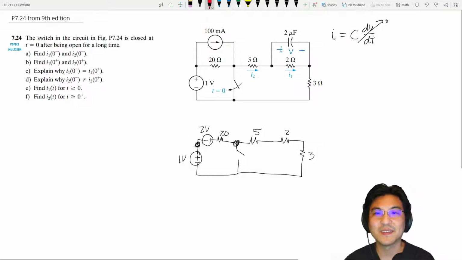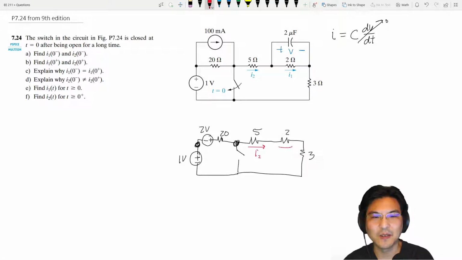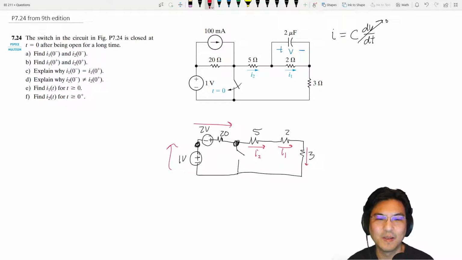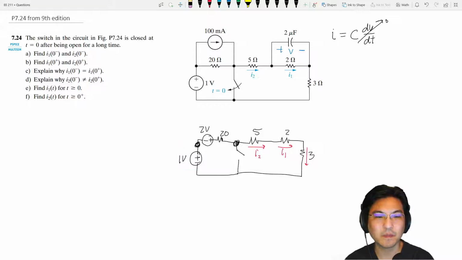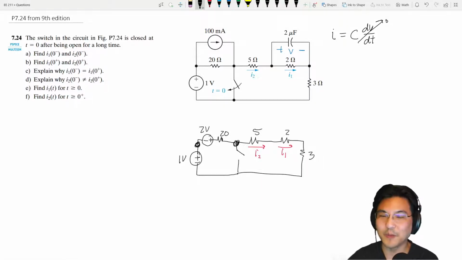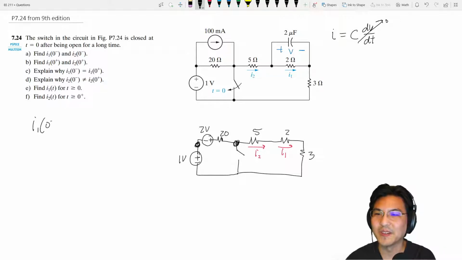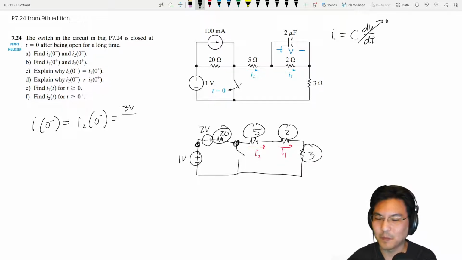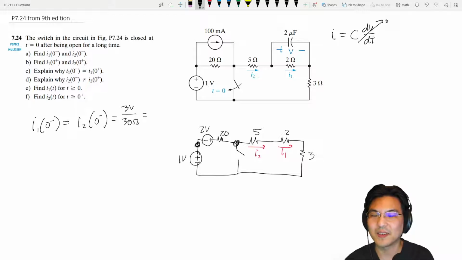Okay, so how much current is here? This is I2, this is I1. If you just take a look at it, everybody has the same current, right? It's just going around this rectangle. So I1 equals I2 equals the current everywhere, going around the rectangle. And then what current is that? This is before we close the switch. So I1 at 0 before we close the switch equals I2 at 0 equals V over R. 3 volts over 20 plus 5 plus 2 plus 3 is 30 ohms. So we got 0.1 amp. So there you go, that's part A. They're the same.